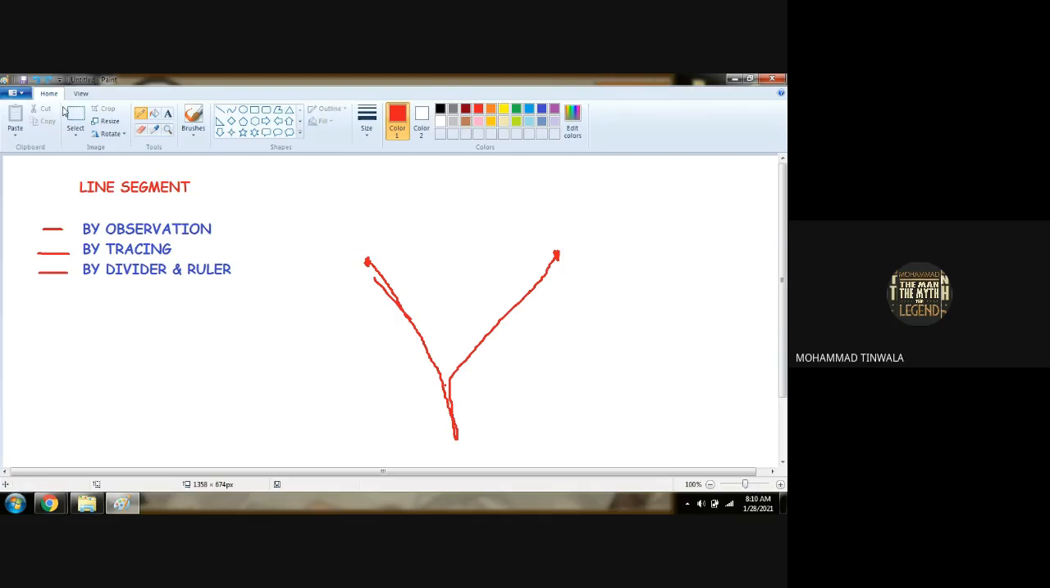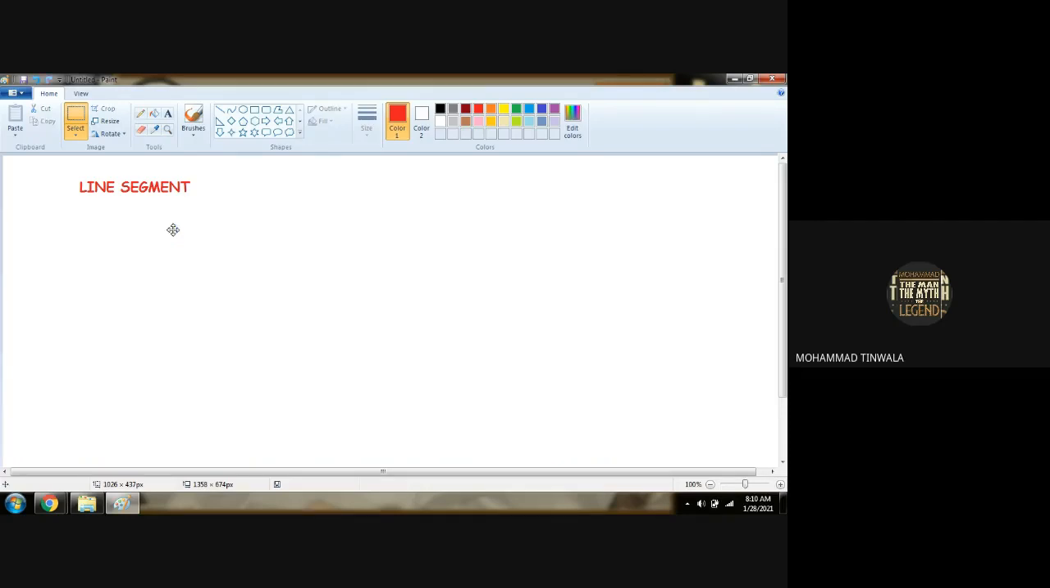Is that clear? Do you have any doubt about these three topics? First two, we do not have to concentrate much. Only this we have to learn, that divider and ruler is the most important to measure the line segments. Okay, boys?